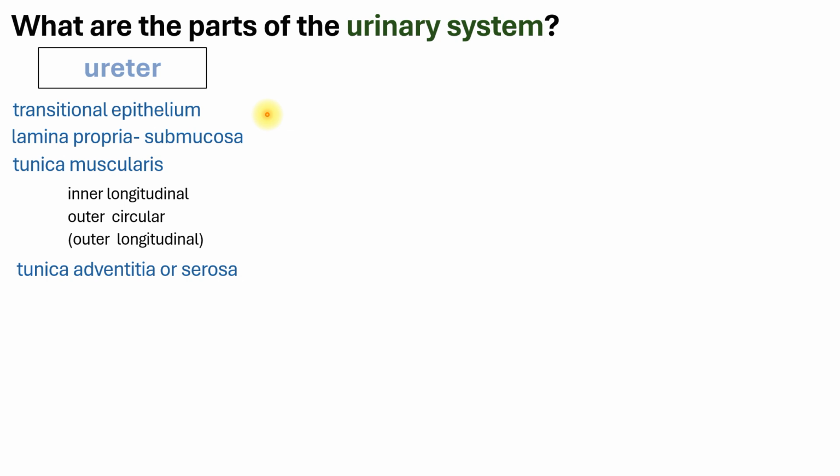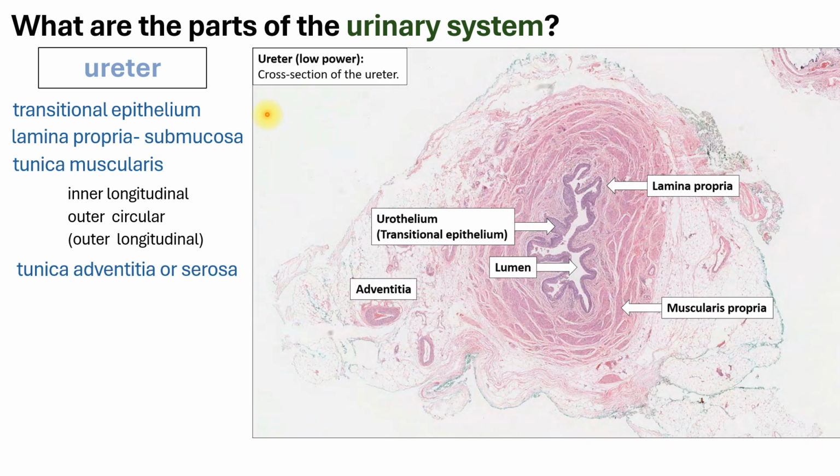Okay, now let's go to the tubular part of the urinary system. So for the ureter, again, it has a transitional lining epithelium, and then you would have your lamina propria that is continuous with the submucosa, and then you would have your tunica muscularis, which would have an inner longitudinal and outer circular layer, and finally you would have your tunica adventitia or serosa.